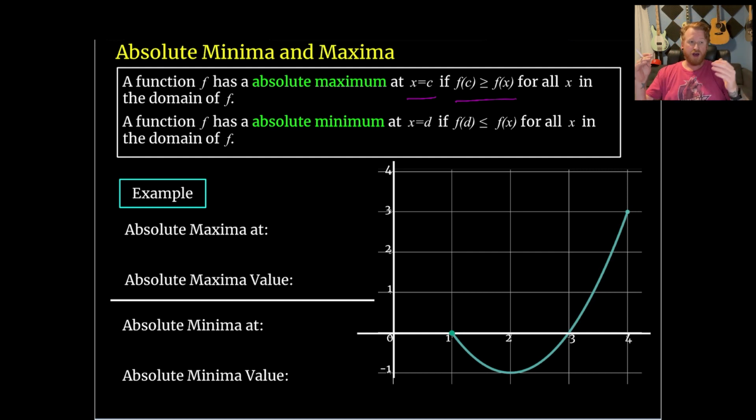So not just for every value in some open interval, but for every value in the entire domain of the function. So if I'm looking for an absolute maxima here, or maximum, since there's just one, we can see over here all the way to the right, we have some value that is very large, larger than anywhere else on this graph. So this tells us that the absolute maximum is at x equals 4, and the absolute maximum value is 3. So f of 4 equals 3.